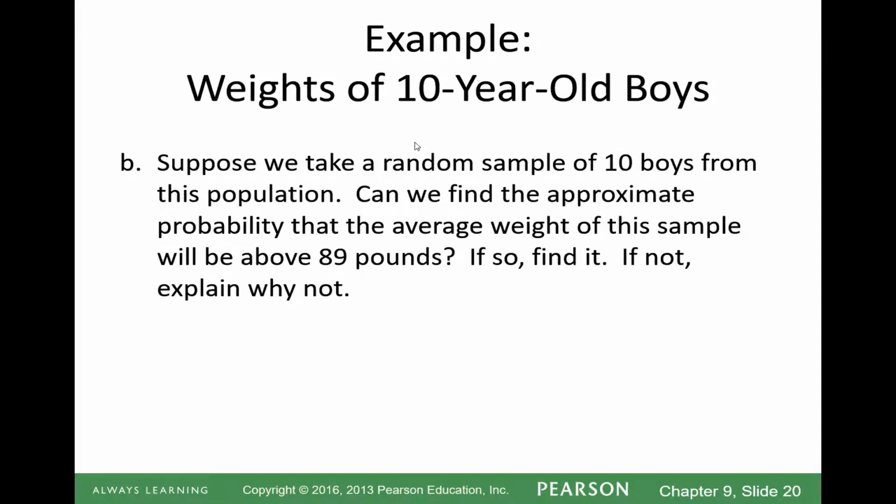Suppose we take a random sample of 10 boys from the population. Can we find the approximate probability that the average weight of the sample will be above 89 pounds? If so, find it. If not, explain why not.